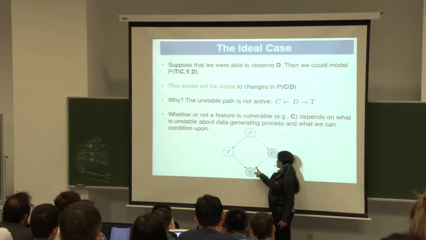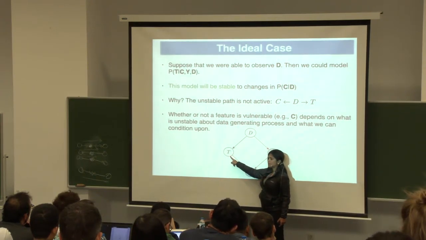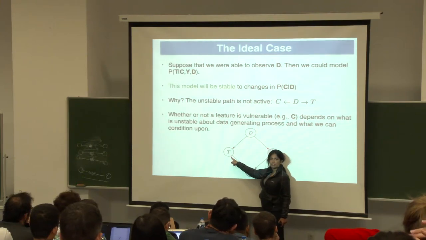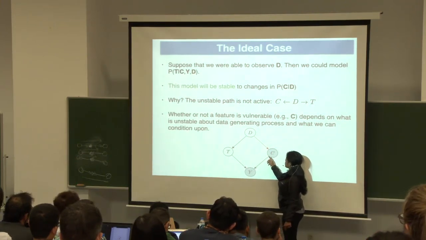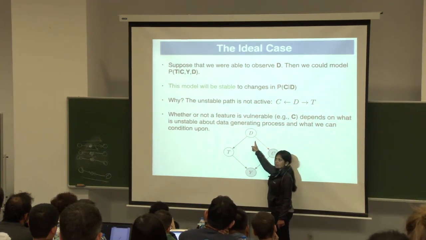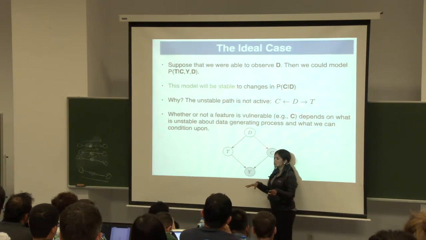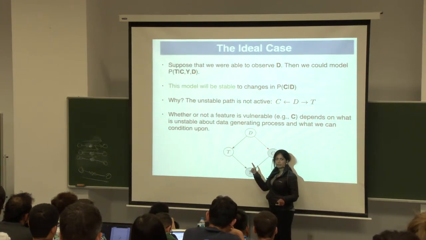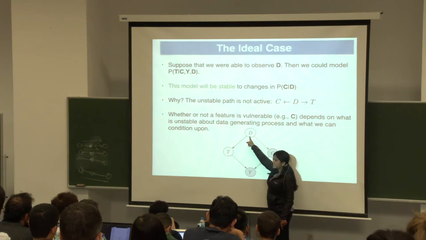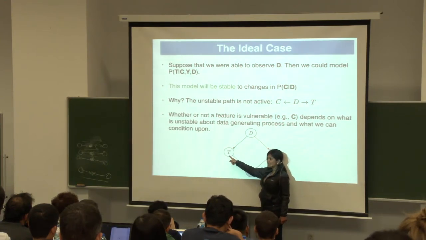If I have Y, Y basically is not blocked if D is not observed. Right? Do you agree with me? So the way to think about this is, do you agree C is a vulnerable variable? Why? Because of this. If C is a vulnerable variable, it means I cannot condition on C. So now C has been removed. So if C has been removed and D is unobserved, then do you agree this path exists?